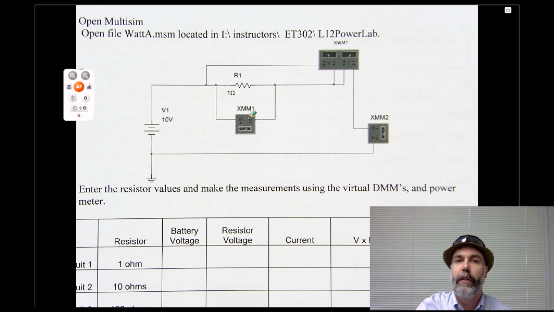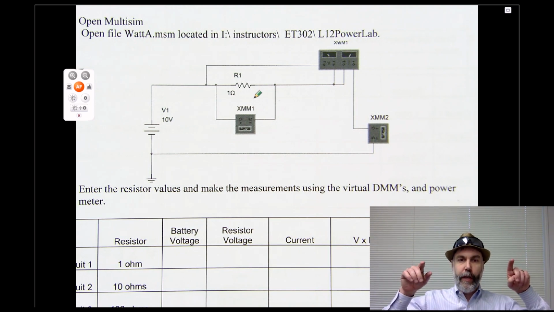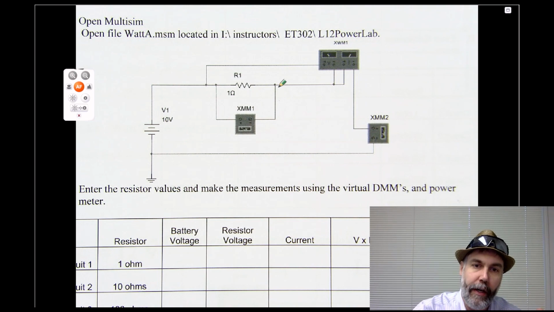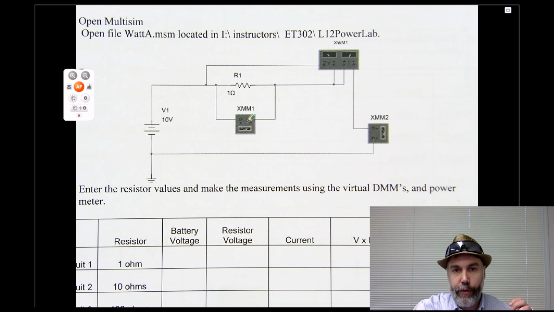Yeah, this would be voltage measurement. Remember, voltage is non-destructive, and it's measured from one side of the resistor to the other. You could also say that this meter is in parallel with this resistor. So when you put the meter in parallel with the resistor, you can measure voltage that way.